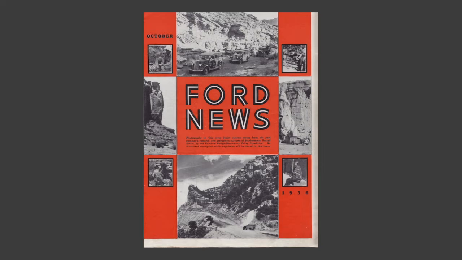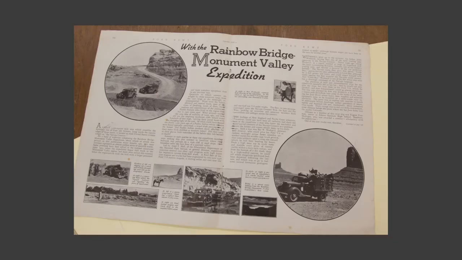Ford Motor Company sponsored a lot of this work. They provided 50 vehicles to this expedition. They had just developed their V8 engine and they were anxious to try it out on some rugged terrain, see how it worked so they could promote it. They made film, they sponsored and wrote about this expedition in the press, and they were one of the first corporate sponsors of something like this. Here's another example of what appeared in Ford News, an article on the expedition.